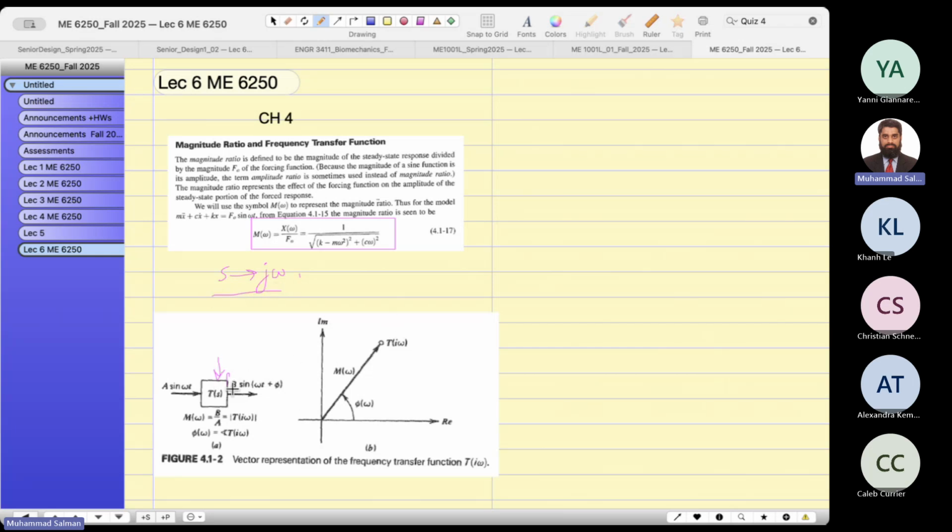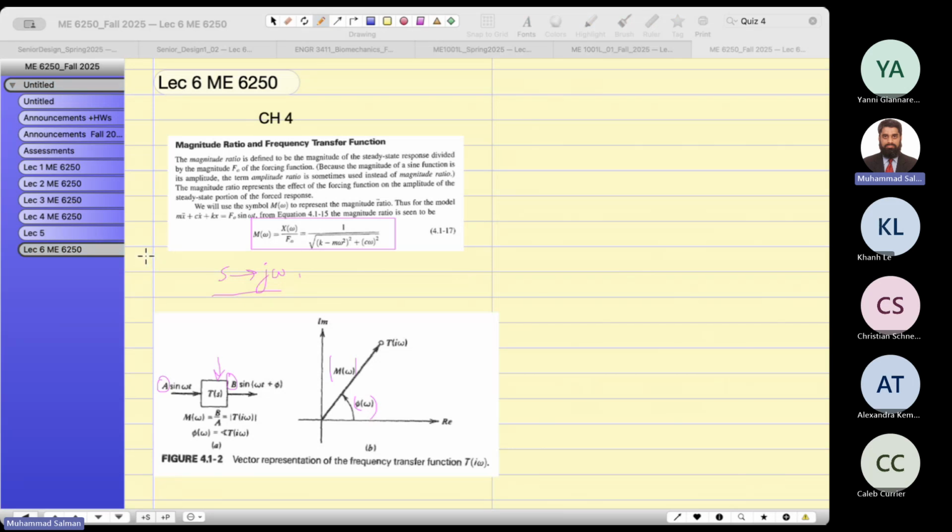So the output amplitude over the input amplitude of the forcing function gives you a magnitude, and the direction is phi. So phi is the angle, like what is the angle for this one. So this is the basics, and we will solve one. When we solve one problem, you will understand more.